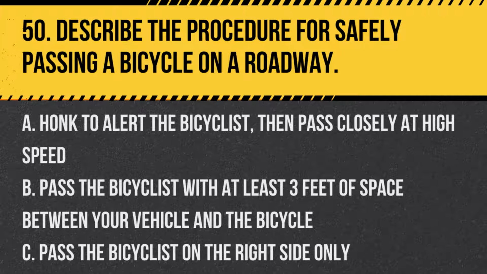A. Honk to alert the bicyclist, then pass closely at high speed. B. Pass the bicyclist with at least 3 feet of space between your vehicle and the bicycle. C. Pass the bicyclist on the right side only.